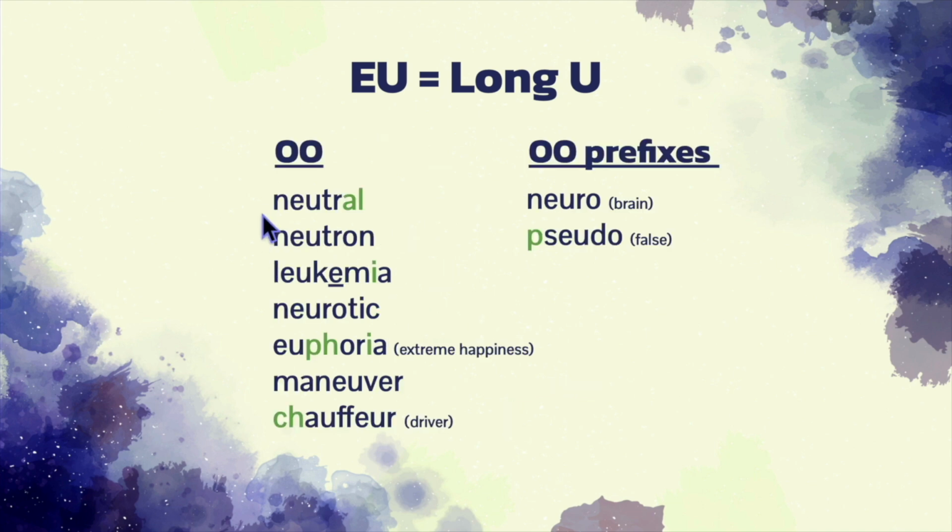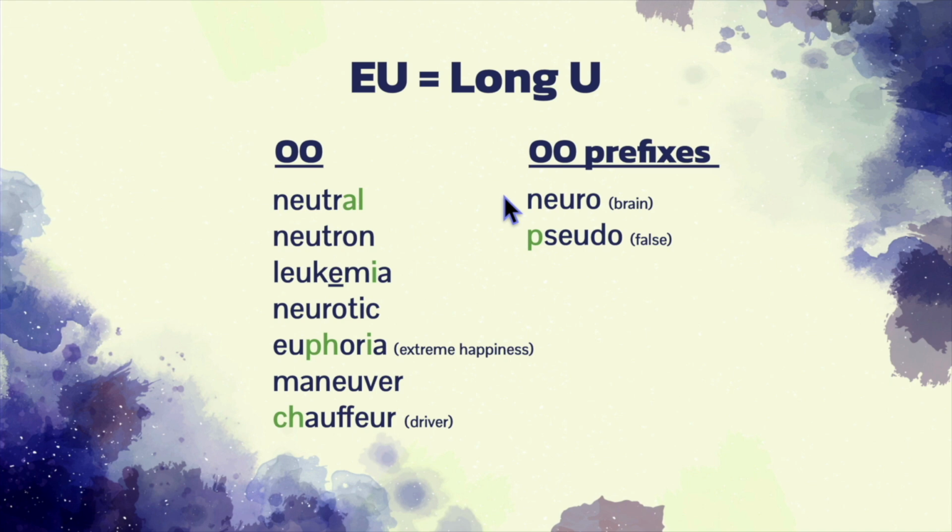In these words, the EU has the second long U sound of U, like in neutral. Note that the AL at the end of a word often sounds more like ul. Neutron, leukemia. This I has a long E sound before the A. Neurotic. This PH will say F, and this I will also have a long E sound. Euphoria. Euphoria means extreme happiness. Maneuver. This CH will use the French sh sound. Chauffeur. A chauffeur is a driver.